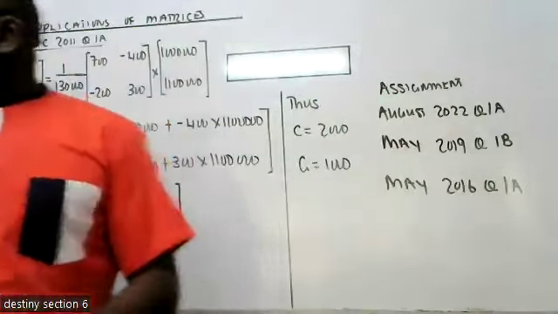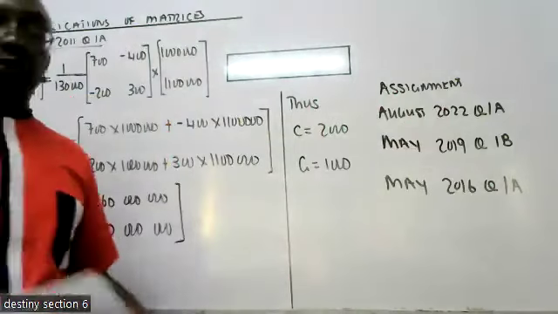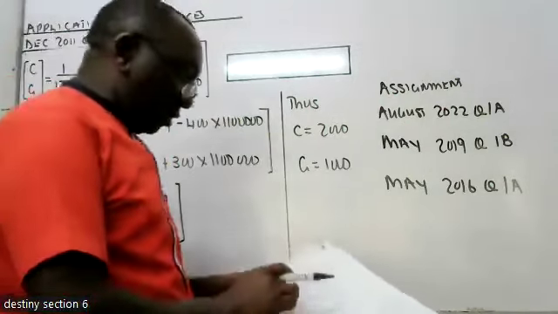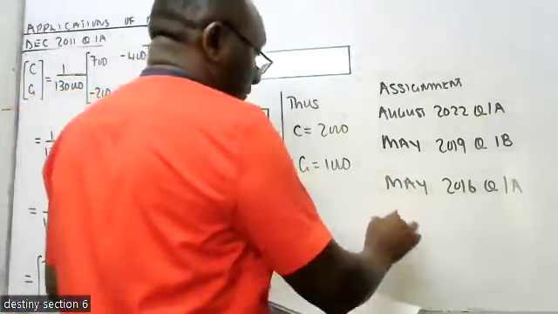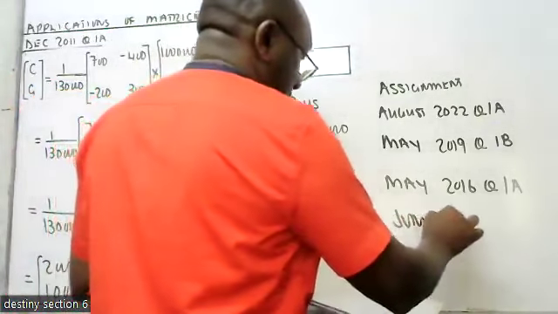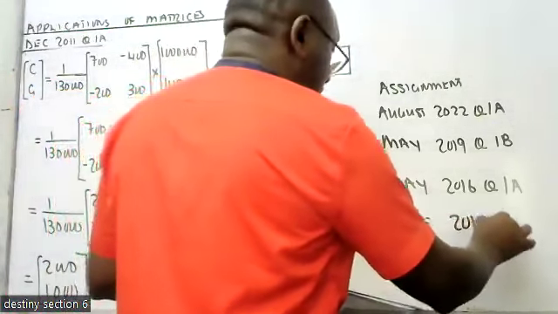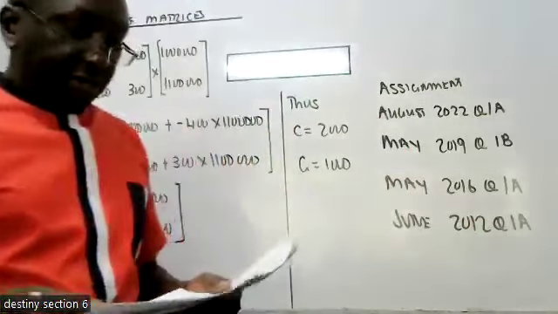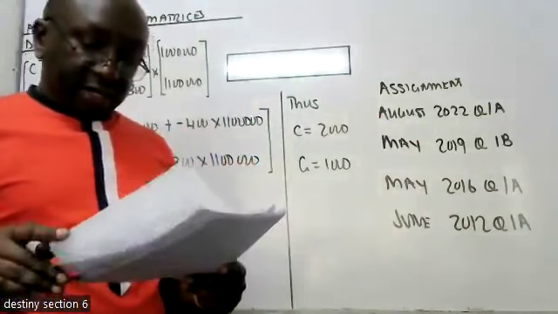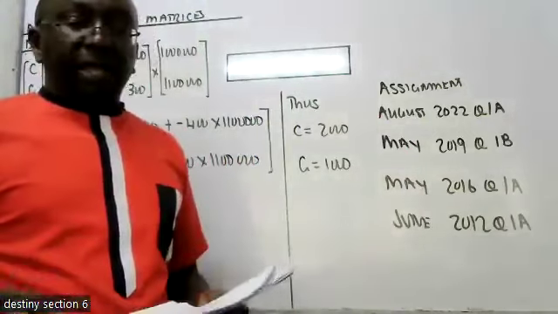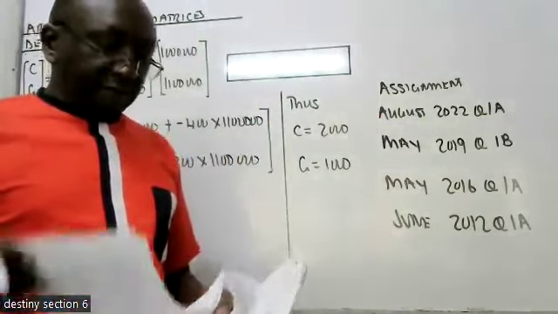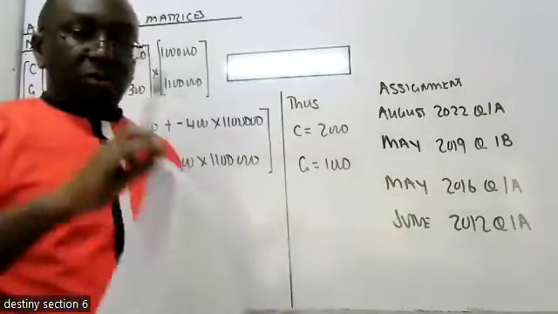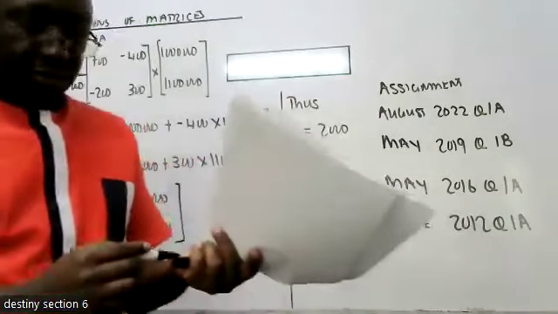After you attempt that, because those are 2 by 2, then you attempt this one of June 2012, and it's in the handout. June 2012, question 1A. This one is in the handout, the 3 by 3. So we stop at that point and then pick up from there tomorrow, God willing. Thank you so much.